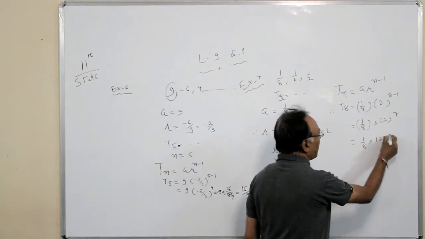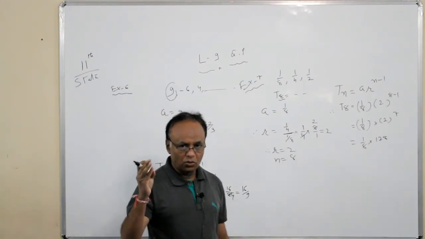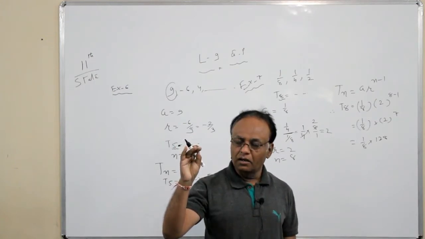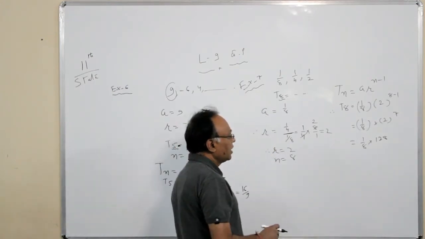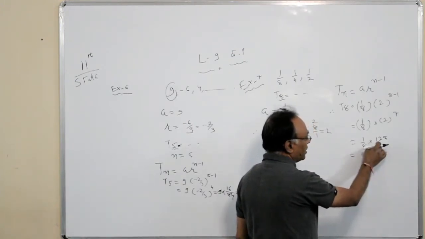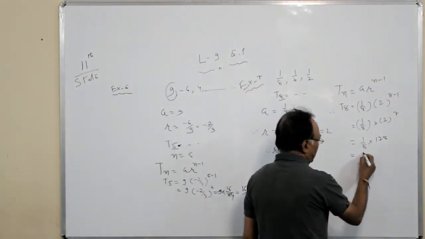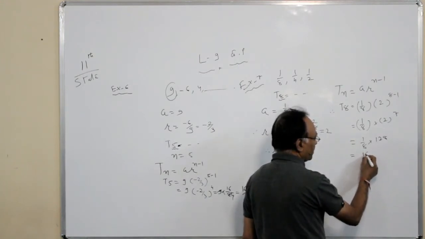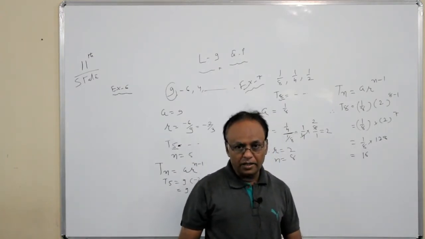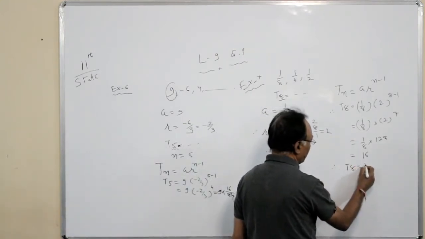128. You must remember the powers of 2 and the powers of 3. Again I repeat, 2 raised to 7 is 128. Now cancel out: 8 1s are 8, remaining 4, 8 times 6 is 48, so 16. T8 is equal to 16. So the 8th term is 16.